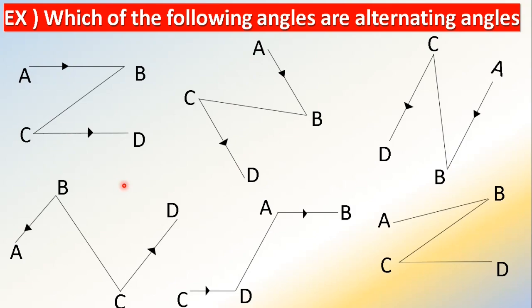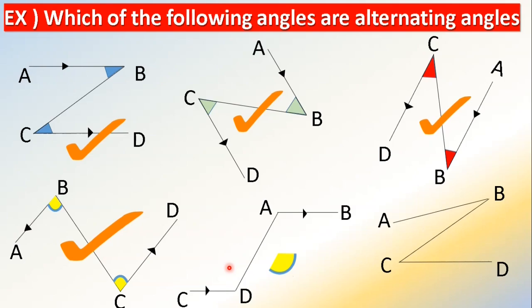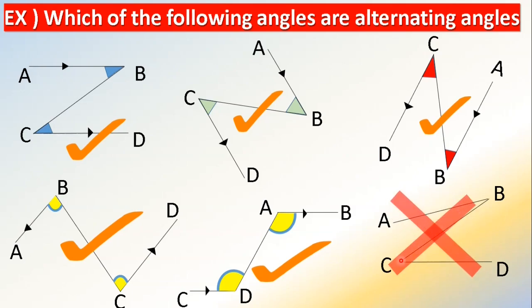Now, which of the following angles are considered alternating angles? In figure 1, we have a pair of parallel lines and a third line cuts these two parallel lines. So we have alternating angles. Also in figure 2, in figure 3, similarly in figure 4, and in figure 5. But in the last figure here, we don't have any alternating angles since AB and CD are not parallel, so we don't have any alternating angles here. Good.